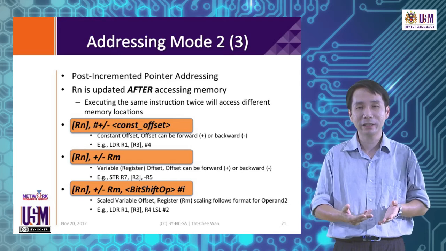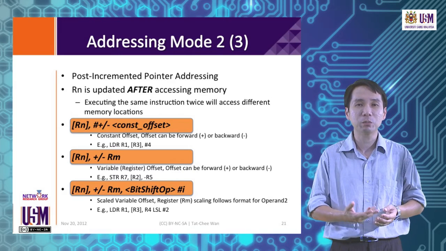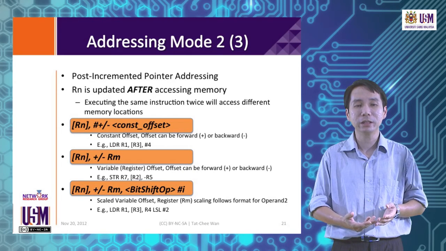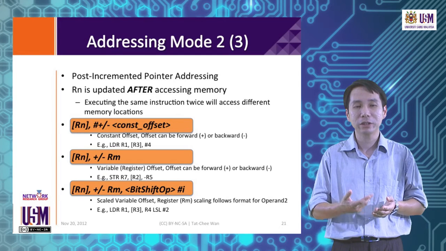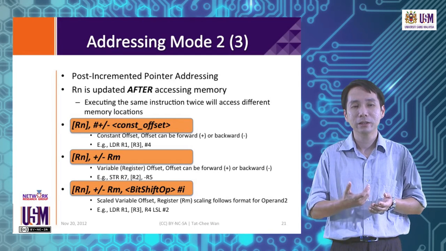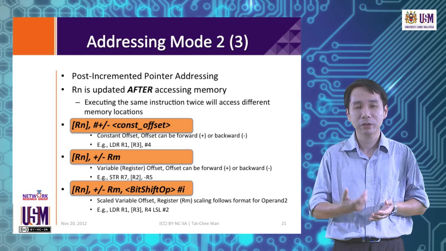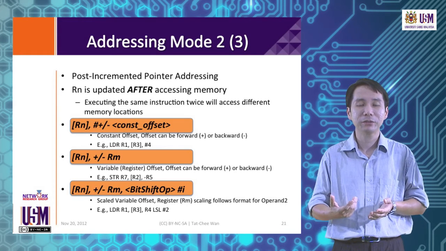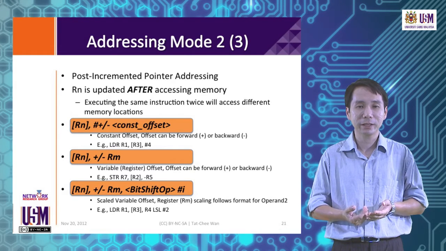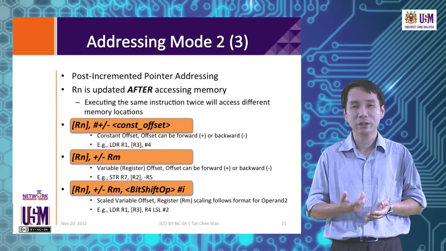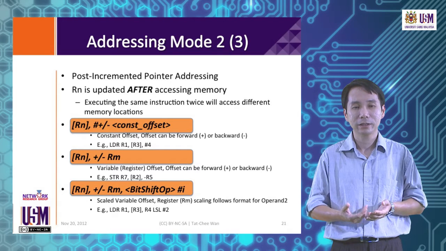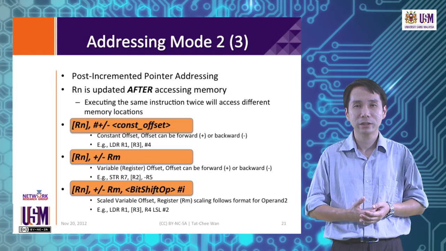So the format for specifying post-incremented pointer addressing is by using the address pointer register in the square bracket by itself, followed by either the constant offset, the variable register offset, or the scaled variable register offset, as given in the examples in this slide.